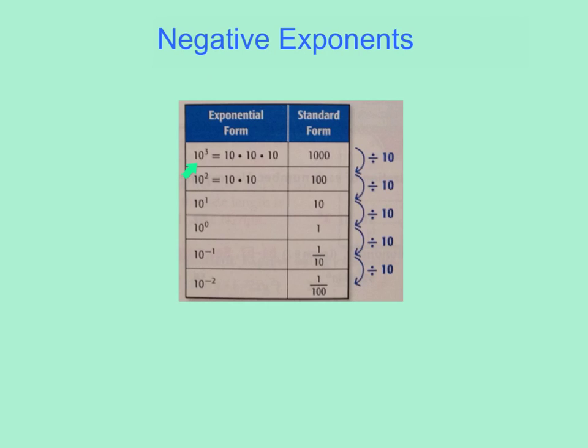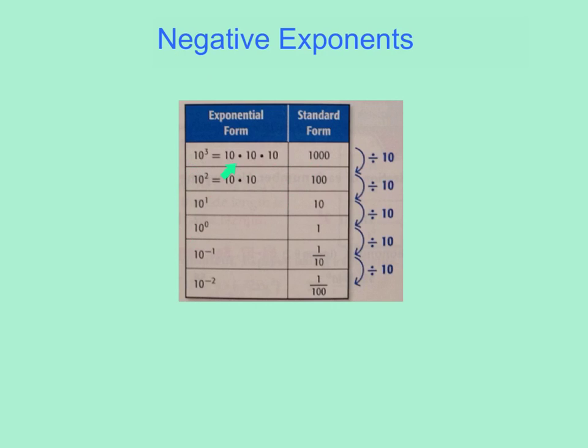So here we have a chart that shows us 10 to some different powers. So 10 to the third power would look like this written out, and that would be 1,000. 10 to the second power, 10 times 10 is 100. 10 to the first power, it's just 10, and 10 to the 0 power, we talked about that last lesson, is 1. Now take a look at the relationship between the exponents and what it equals.